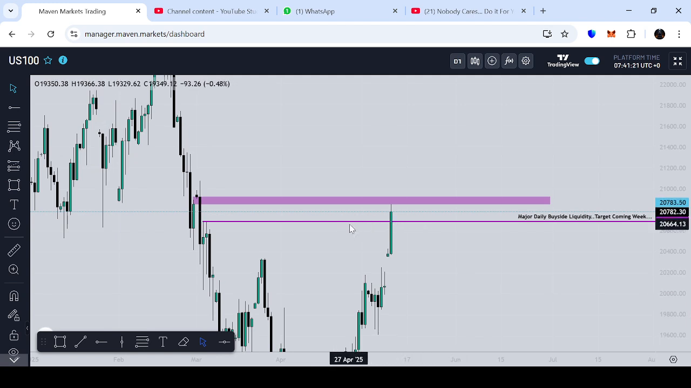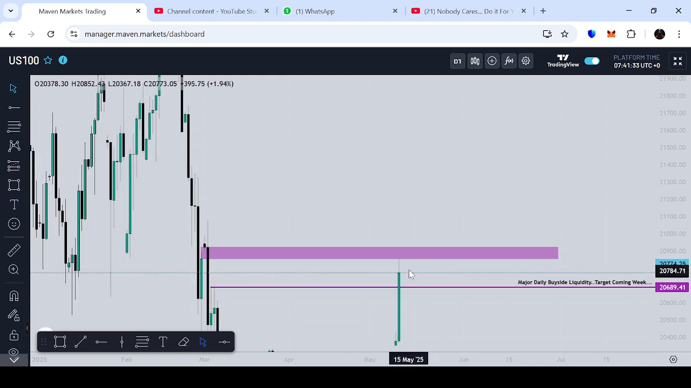That's our main objective for this week. That's the buy side liquidity sweep. The price is trading inside this inefficiency and at the low of the volume imbalance. That's the low of the volume imbalance right there.